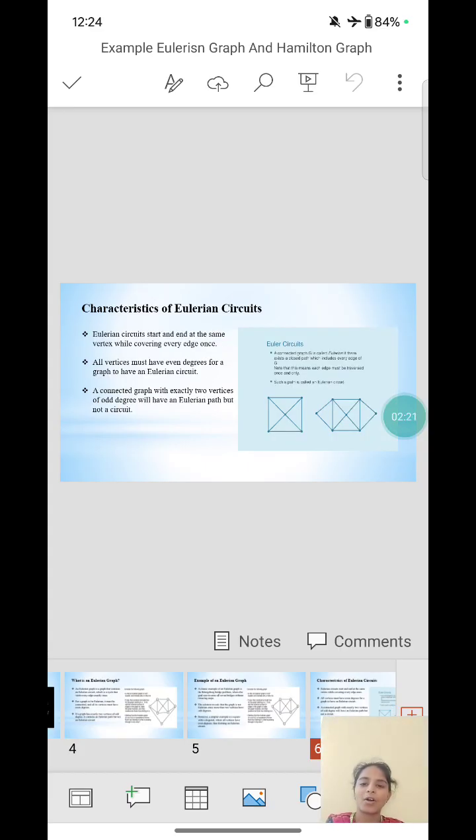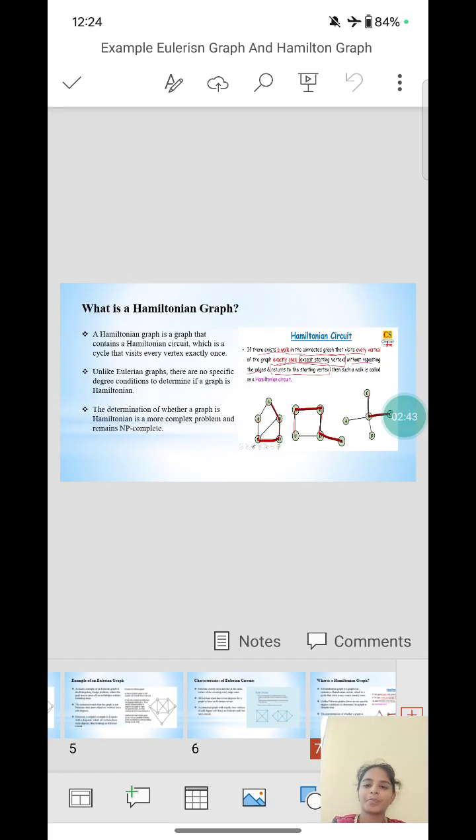Next, the characteristics of Eulerian circuits are: an Eulerian circuit starts and ends at the same vertex while covering every edge once. All vertices must have even degrees for a graph to have an Eulerian circuit. A connected graph with exactly 2 vertices of odd degree will have an Eulerian path but not a circuit.